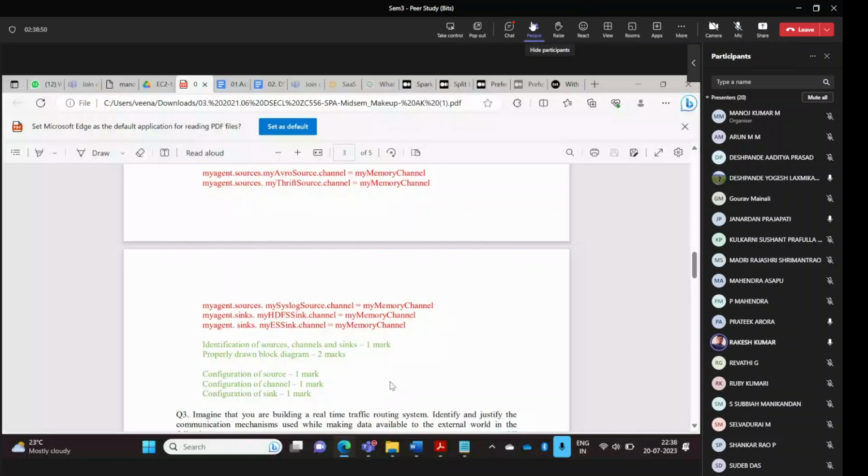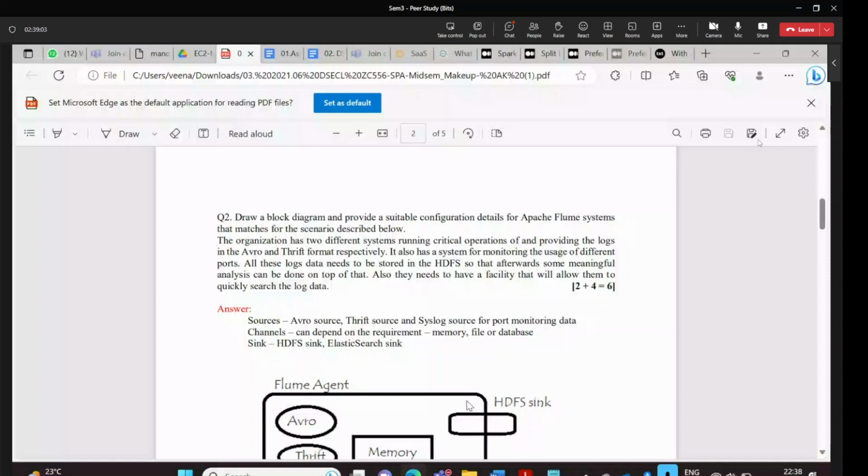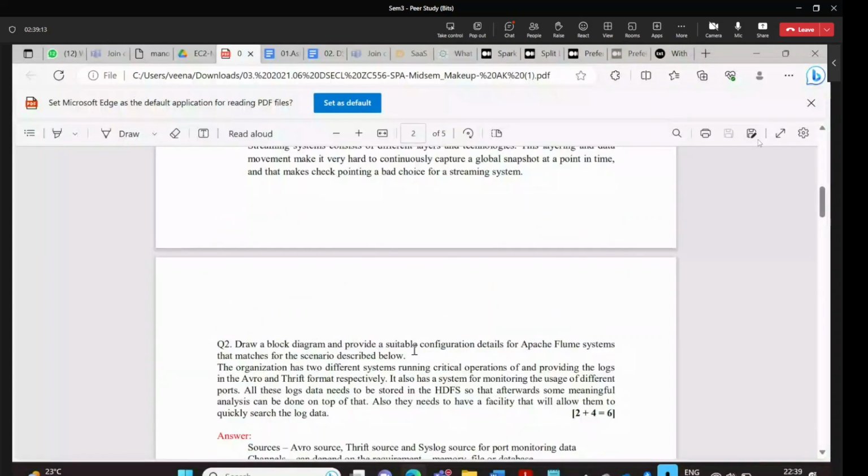My screen is not visible. Don't show the answer, Veena, just show till the question, otherwise it will definitely influence our answer. He is right. Okay, let's go through this. Draw a block diagram and provide suitable configuration details. Am I audible? Yes, you're audible.